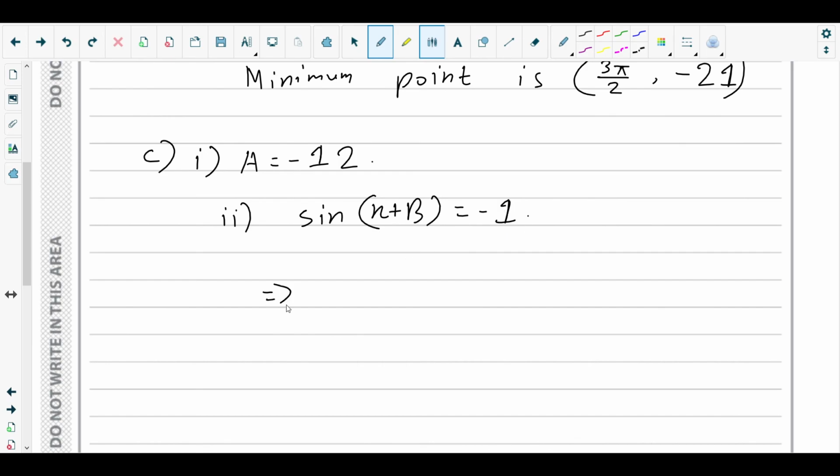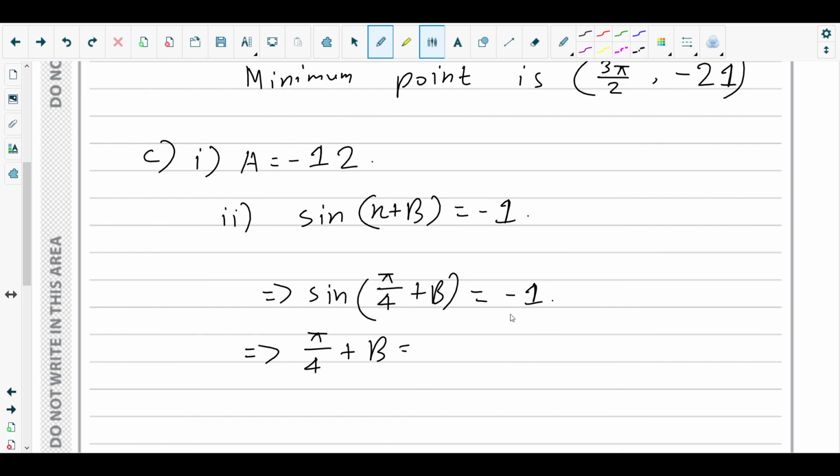So the x coordinate is already given, which is pi over 4. So pi over 4 plus b is equal to, we know that since it is the minimum point, if you do sine inverse of negative 1, what you will get is pi over 4 plus b. You should consider the smallest positive x value, right? So what is sine inverse of negative 1?